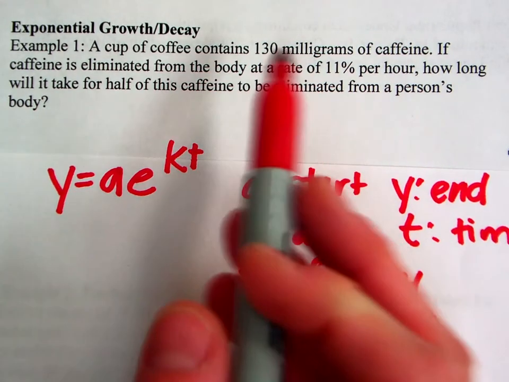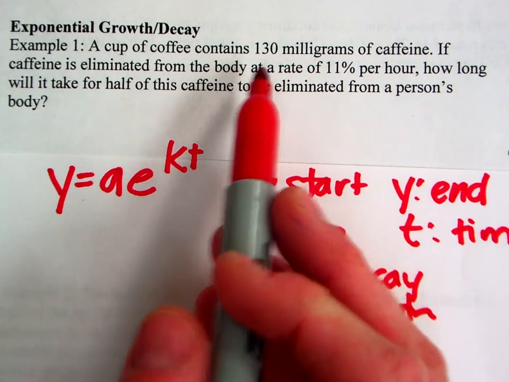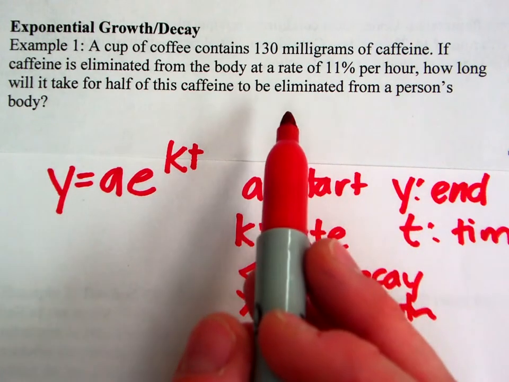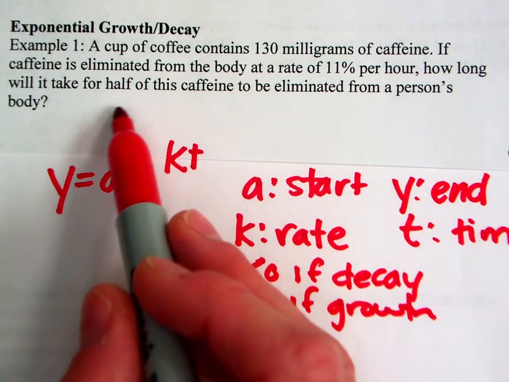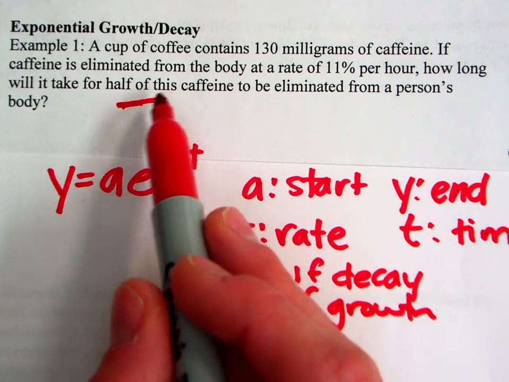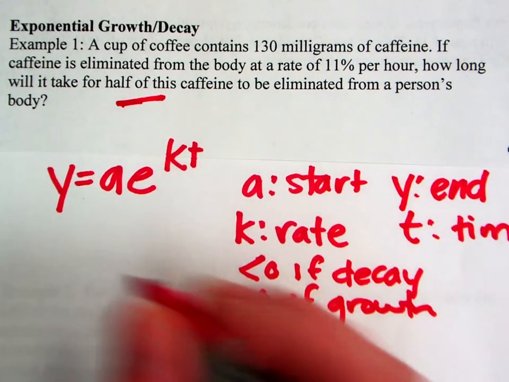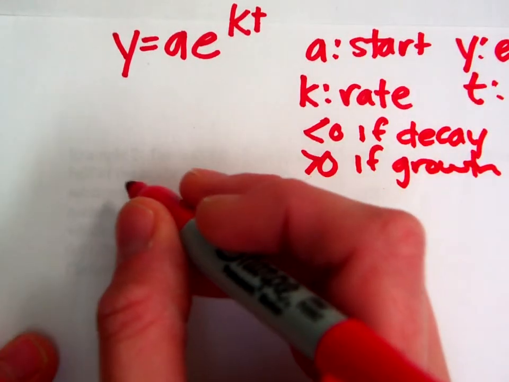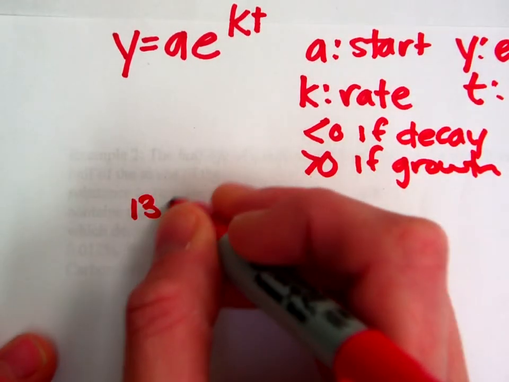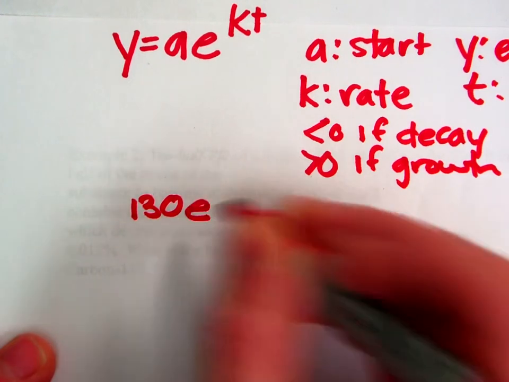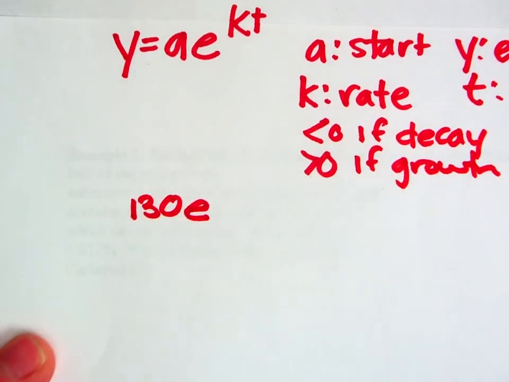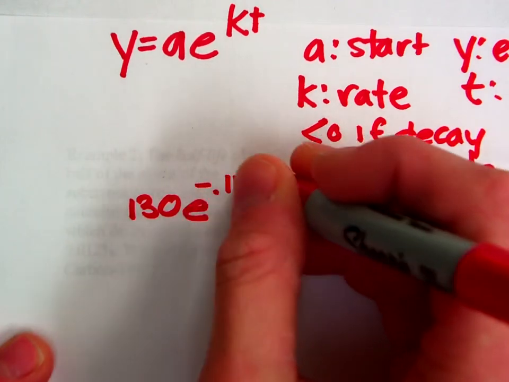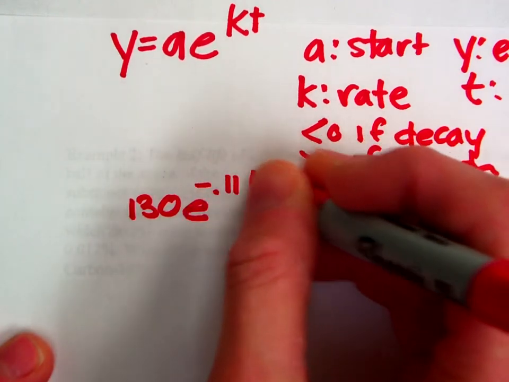You have 130 milligrams of caffeine. It's eliminated at 11% per hour. How long will it take for half of this caffeine to be eliminated? So your starting amount is 130. And e is just the same e that's in the natural log. Your rate is negative 0.11, and you're looking for t.